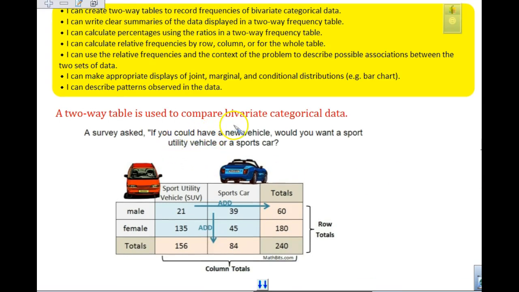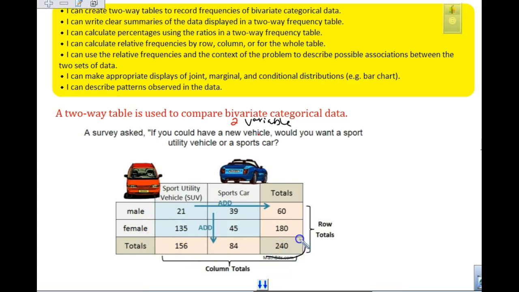So a two-way table usually is a bivariate. Bivariate meaning how many variables? Two variables, right? So what bivariate just really means is that you have two variables. In this one, we are looking at categorical, right? So we're talking about males and females, and they were surveyed. If you could have a new vehicle, would you want a sports utility vehicle, so an SUV, or would you want a sports car? So they surveyed both male and female.